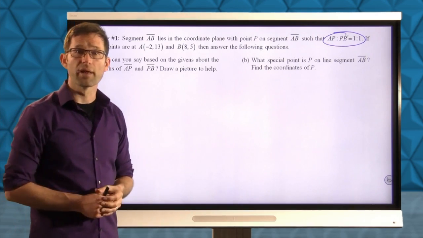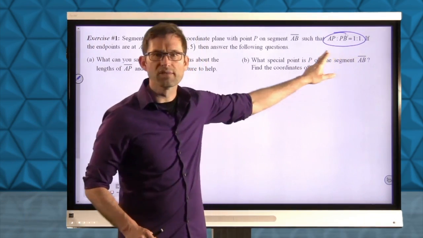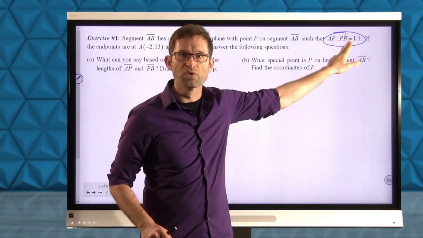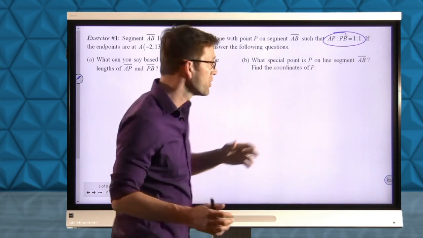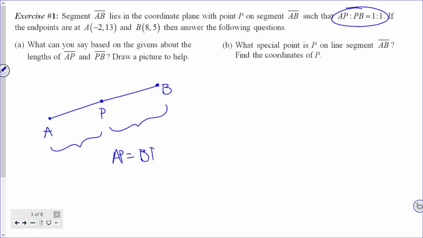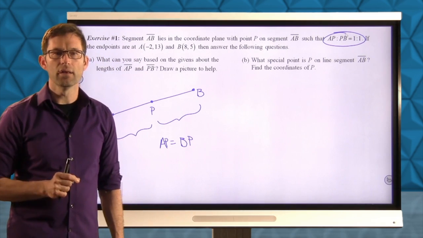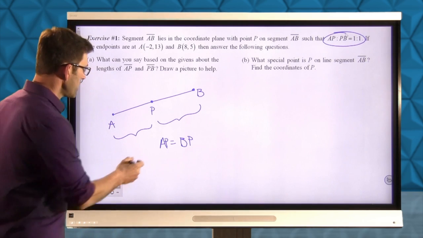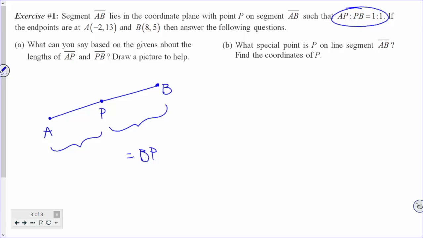Well, they have to be the same length. The idea of a ratio of 1 to 1 really means that one part of AP equals one part of PB. In fact, if we do have that picture, these two have to be the same length. AP equals BP. They certainly do not need to both be a length of 1. They just have to be the same length.